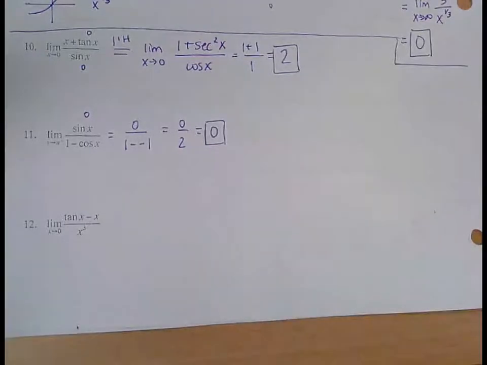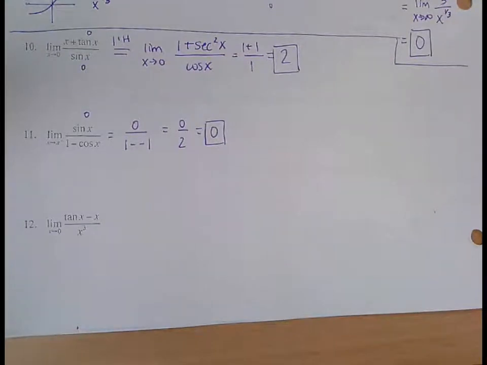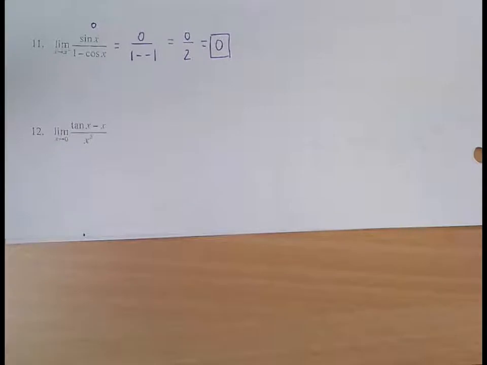L'Hopital's rule, if you used it, would give you a wrong answer because it cannot actually be applied. You have to have 0 over 0 or infinity over infinity in order to use it. So don't forget about direct substitution. Don't just immediately jump to rewriting or using L'Hopital's rule. It doesn't always apply.